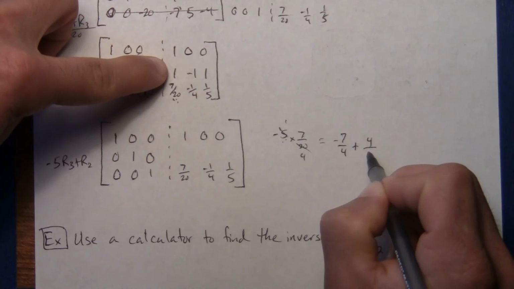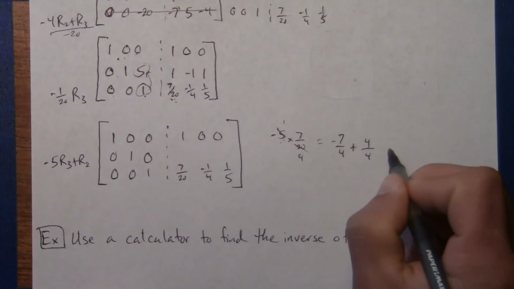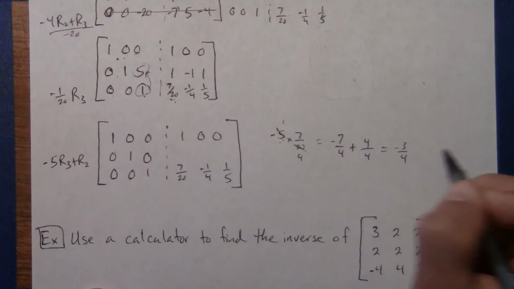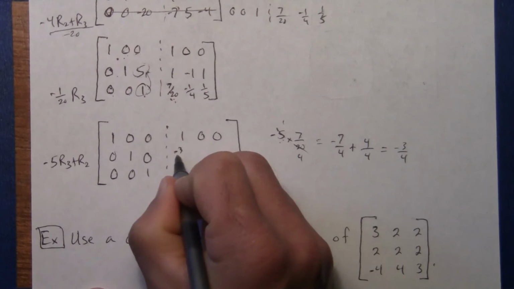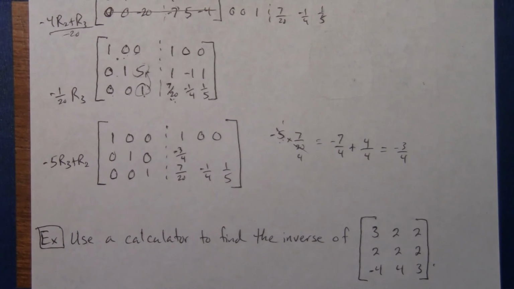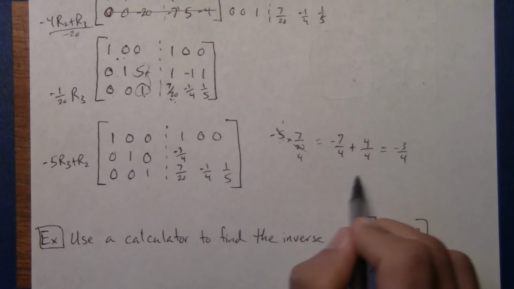So I'm adding 4/4, and that's going to give me negative 3/4. So here is that number. Now obviously if it's the homework you can use your calculator, but try to get practice doing this.